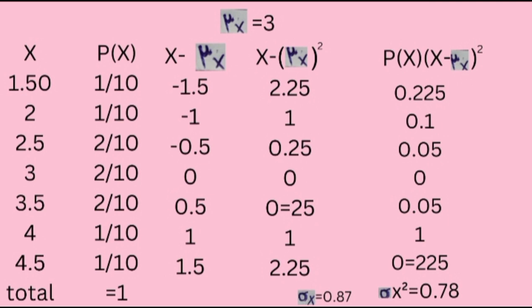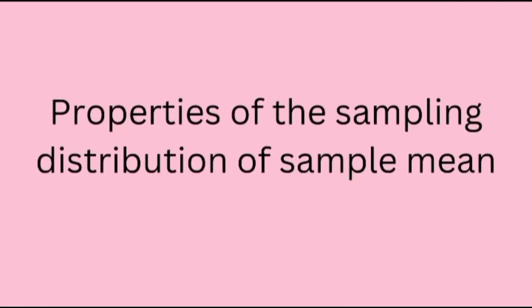Now to find the standard deviation, just get the square root of this, and the square root of 0.75 is equal to 0.87. So that is the standard deviation of the sampling distribution of sample means.